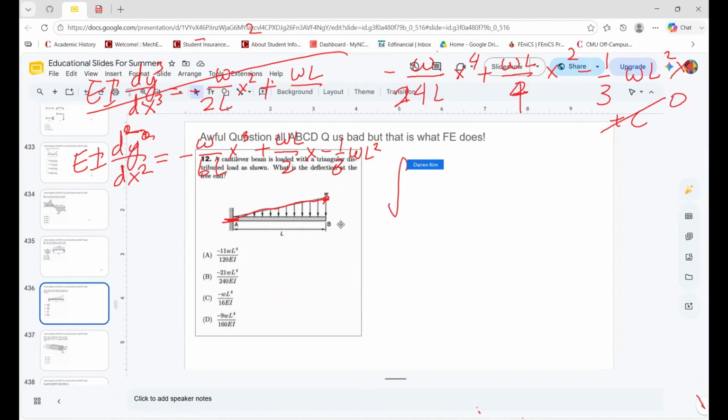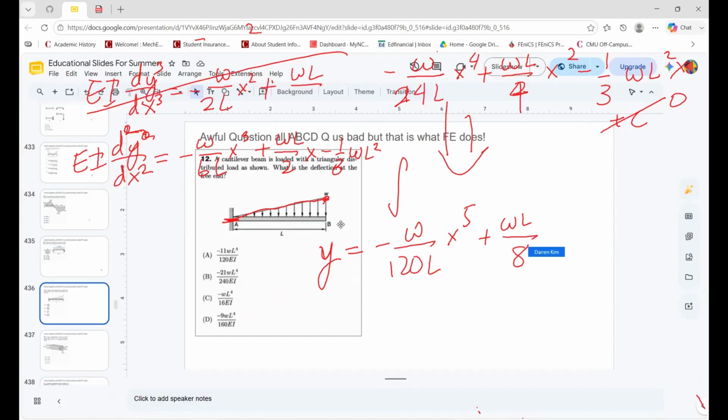And then the last integral is negative one more of this to get into this form, which is y equal negative omega over, all right, 4 multiplied by 24. I don't know what that is. 96 Lx⁵. Oh, not 24. I am so blind. 120 because it's 5. Plus omega L divided by 8. No, not 8 again. That's 12. x³ minus 1 over 6 omega L squared x squared plus C4. And again, we can just say deflection here is 0, so this goes away. So this is our answer.